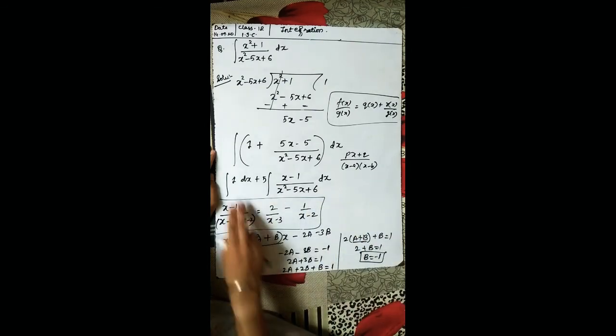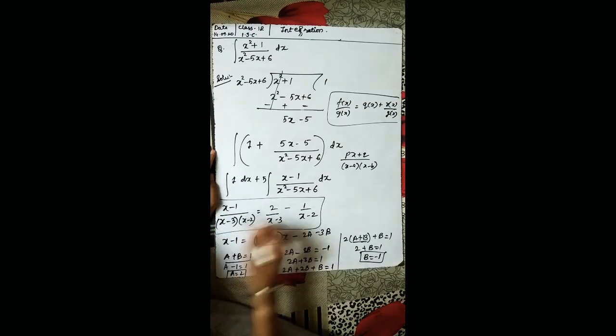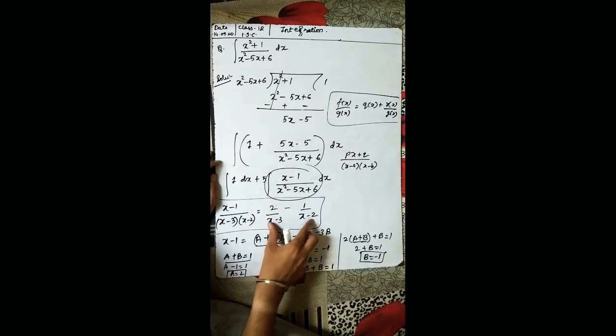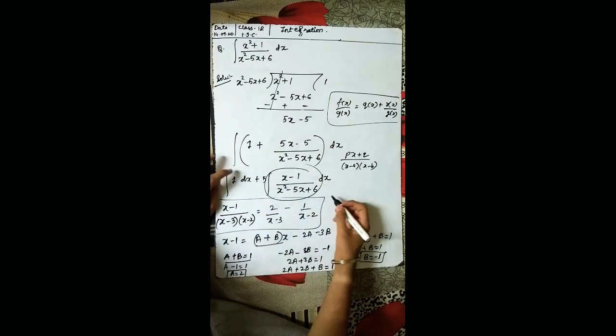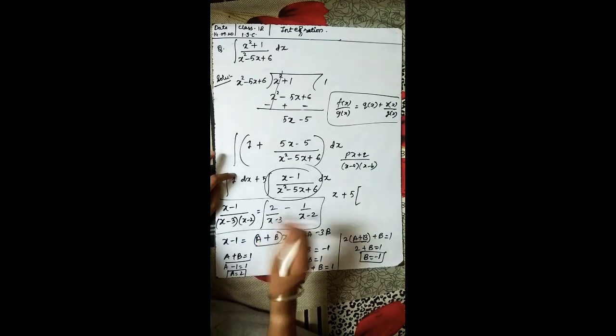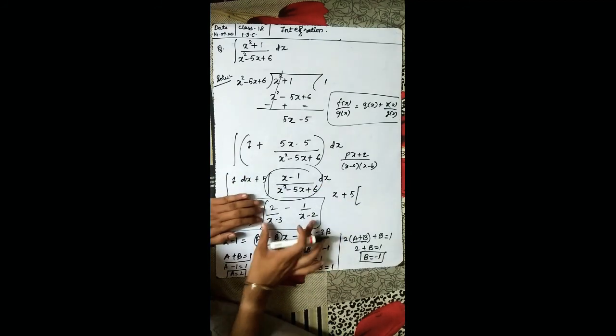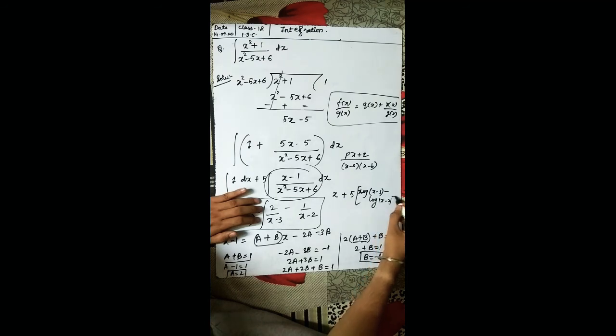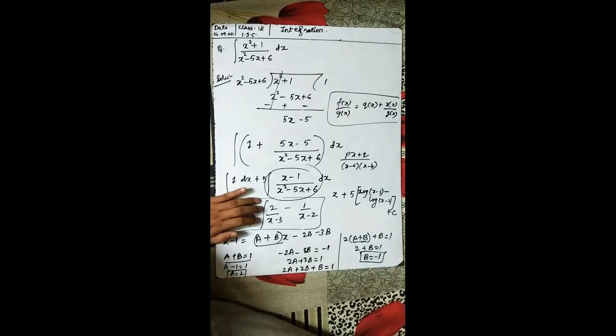Don't solve it, otherwise you will get this only. That means in place of this integration we can put this one. So what will be the integration of the whole? First of all, the integration of 1 is what? x, plus 5 times the integration of, just understand, the integration of 2 upon x minus 3 will be 2 times log of x minus 3, minus the integration of this, which will be log of x minus 2, plus c. This is the final integration.